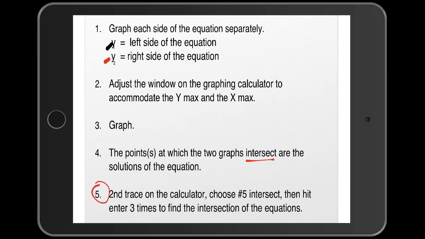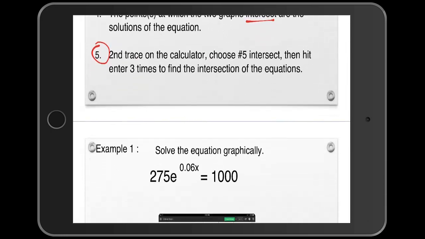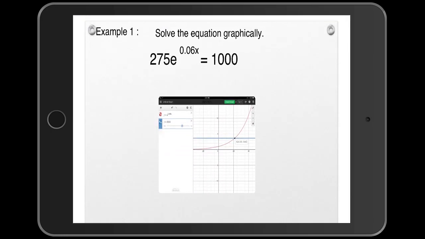So I'm going to show you guys how to graph on the decimals, and here is the first question. Solve the equation graphically, and that is right here, the first equation. And to make this problem a little simpler, I'm going to divide both sides by 275, and so I should have e to the 0.06x equals 3.64. And we're going to let the left side equal y1 and the right side equal y2.